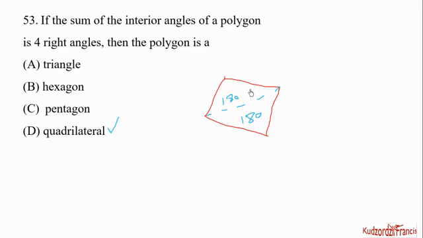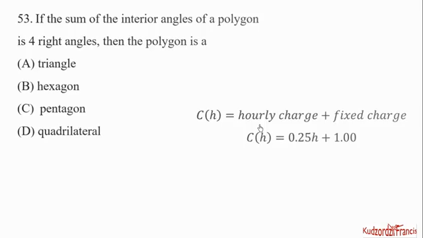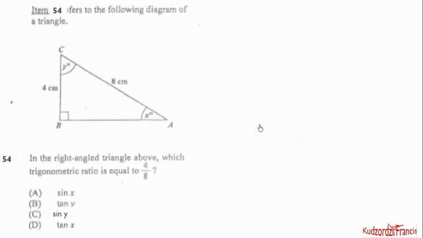If you don't want to divide the quadrilateral into these 2 triangles this way, you can also do it the other way around. That way you cannot bring this line because you don't want any of the lines to intersect. Now let's move on to the next question, which is the 54th question.